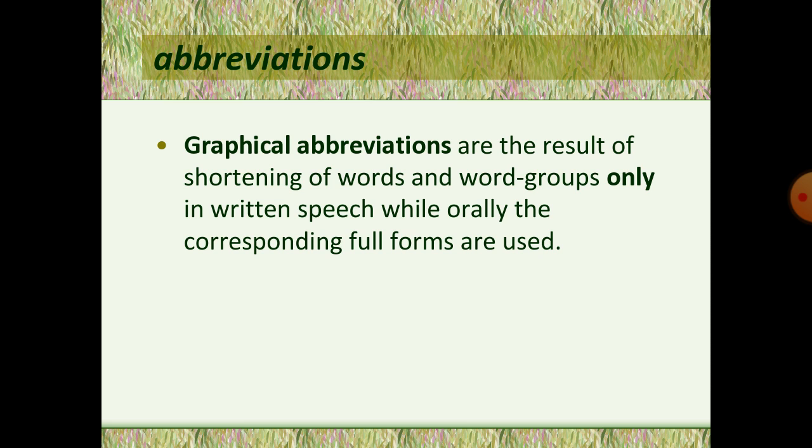The graphical abbreviations are words which are shortened into 2, 3, or 4 letters. We have several semantic groups of them: days of the week, names of months, names of countries, names of states, names of address, military ranks.